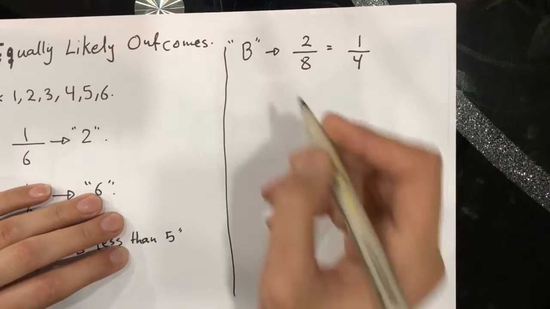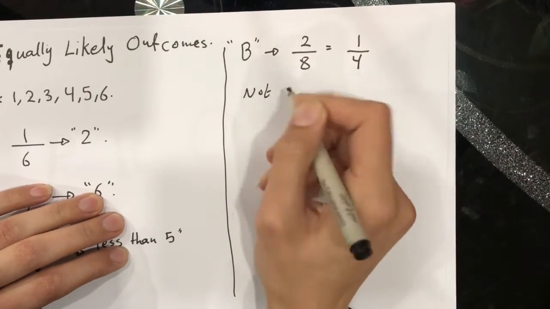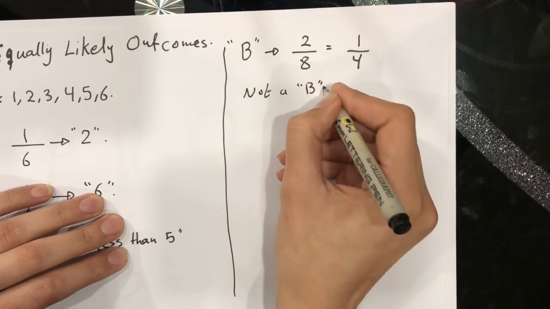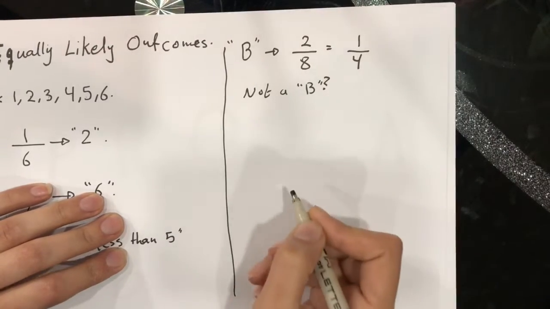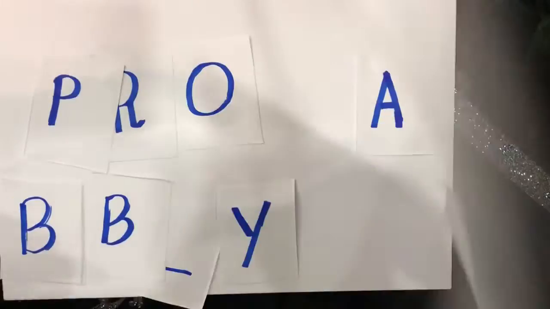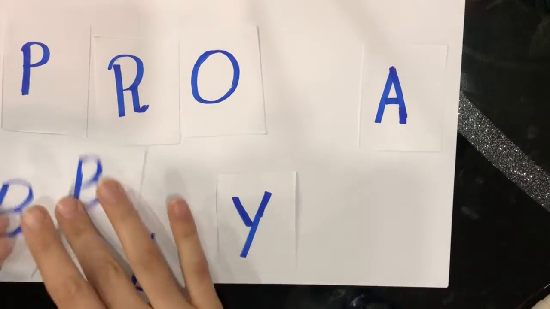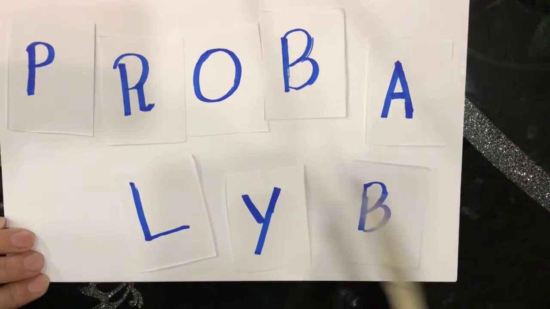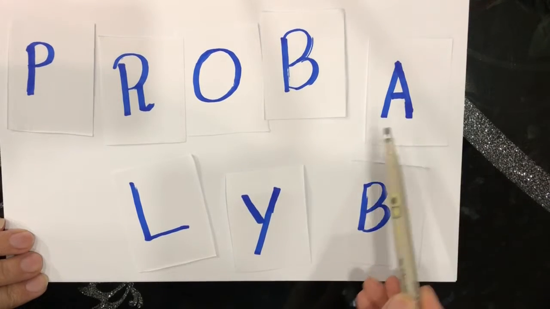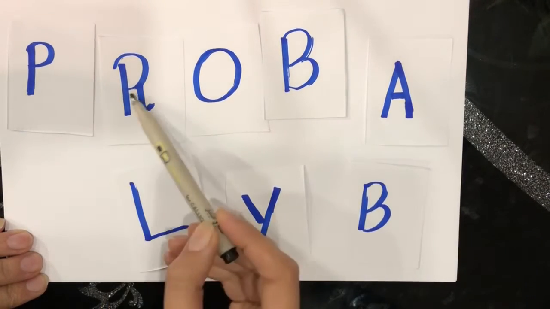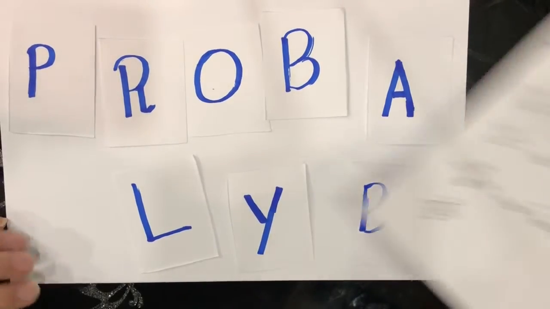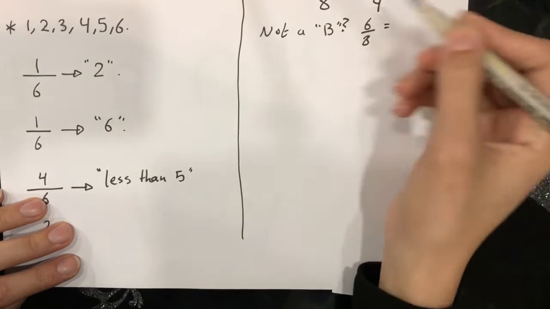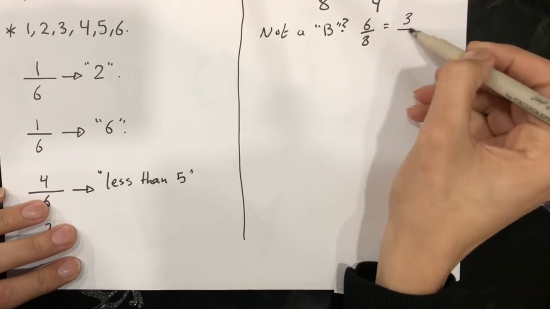Now, what is the probability of not getting a B? The probability of that happening will be all the other letters, all the other cards, not a B. So the probability of that happening will be 1, 2, 3, 4, 5, 6 out of 1, 2, 3, 4, 5, 6, 7, 8. The probability is 6 out of 8. In the simplest form, this is equivalent to 3 out of 4.